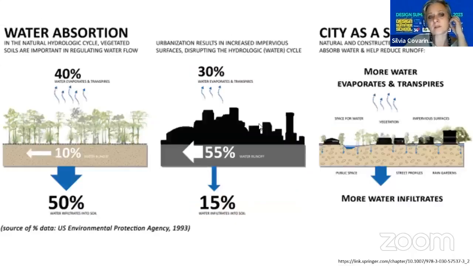Why that? Because it's very important. This is data from 1993 from the Environmental Protection Agency of the USA. When we design and play with water and match it with green elements, we have to think about permeability and porosity. This diagram shows the differences when you have different types of intervention.